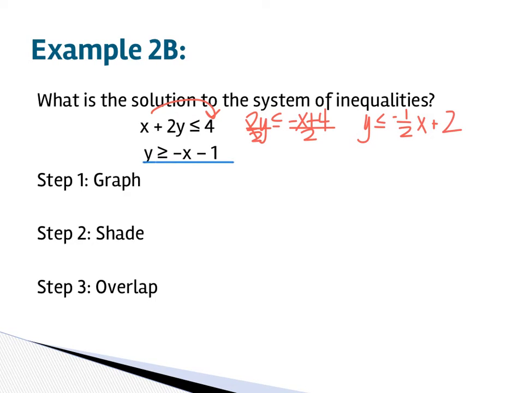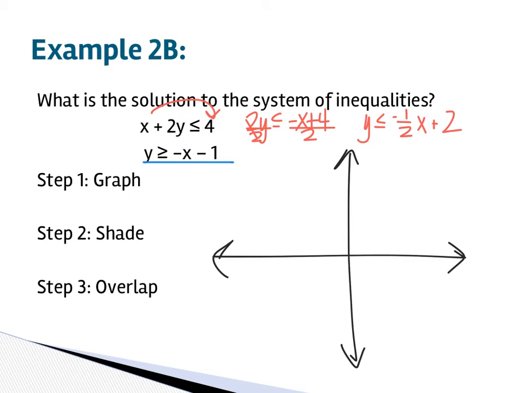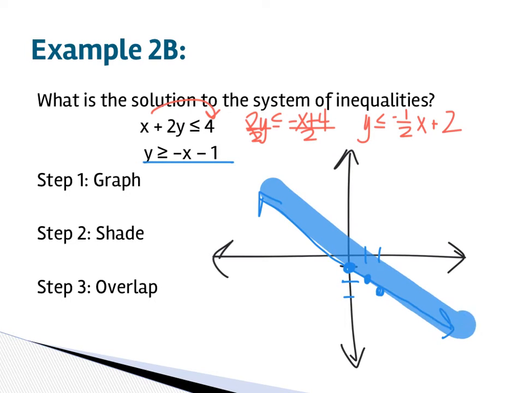And then the other one I'm going to graph in blue. I'm going to sketch my little graph. The blue one I'll graph first. We're going to go down 1 and put a point, and then our slope is negative 1. So that's down 1, right 1, down 1, right 1, and then you can keep going if you need to. This is going to be a solid line because I used a greater than or equal to. And it's greater than, so you're going to shade above the graph.